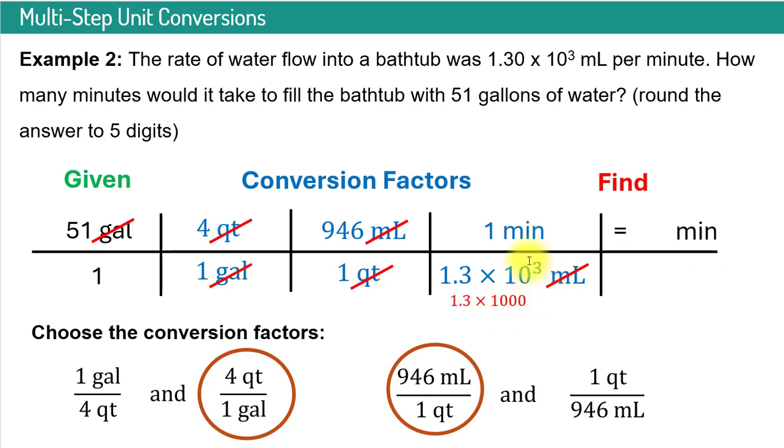So it's easier for me to enter this number given in scientific notation if I rewrite it in standard form. 10 to the power 3, I'll rewrite as 1000. Remember, the power tells me the number of zeros I should have in the number. And then after multiplying 1.3 by 1000, I get 1300. That's the number I'll use for computation.